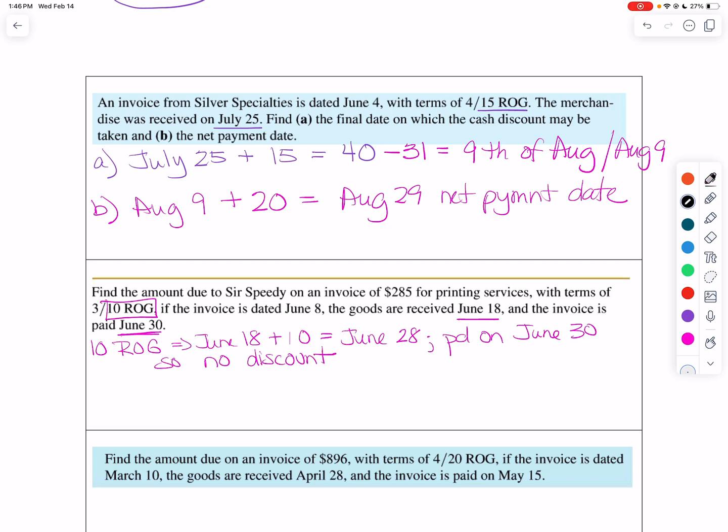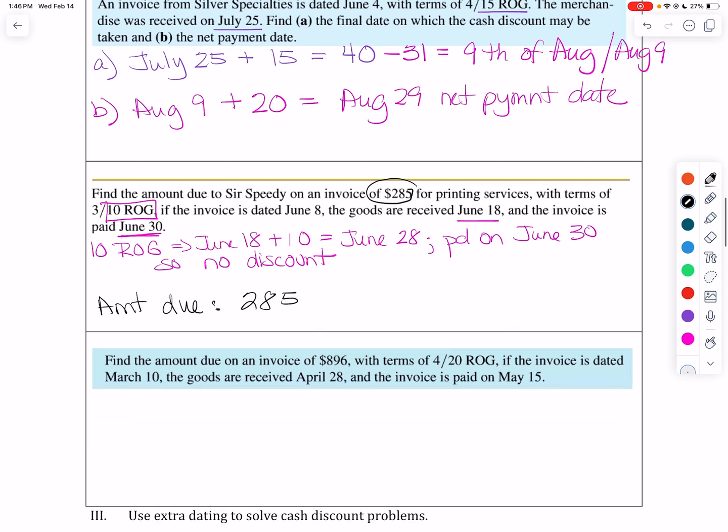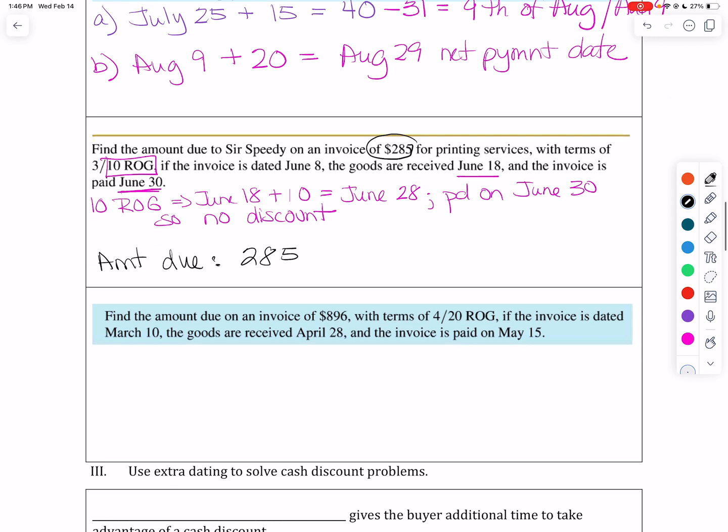And then the amount due is going to be the amount of the invoice. There's no other charges. There's no shipping, insurance, there's no discount, and so that one would just be the amount of the invoice. Now the next one, we are going to have a discount, okay?